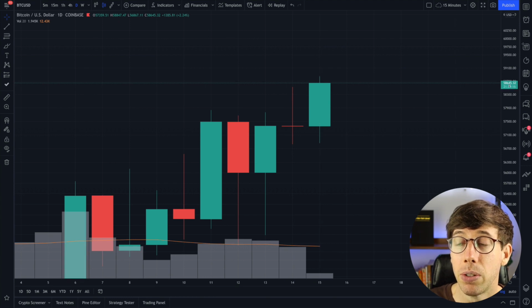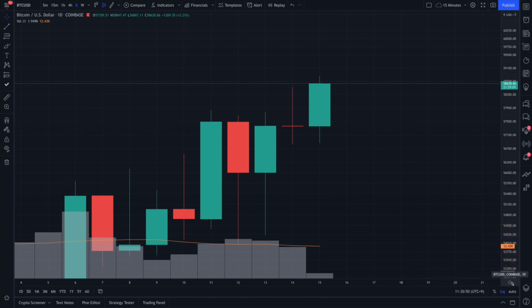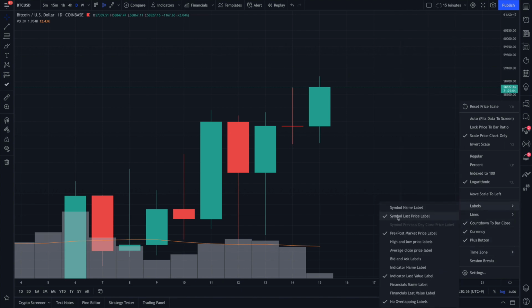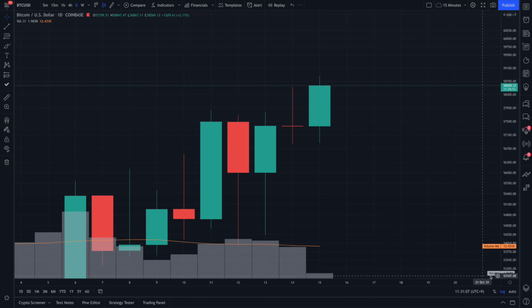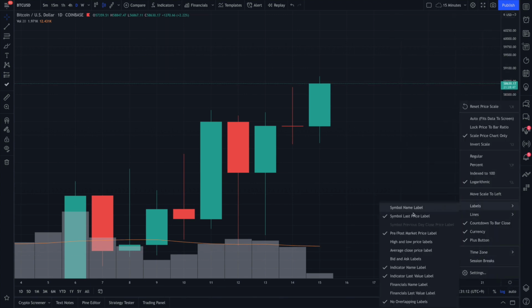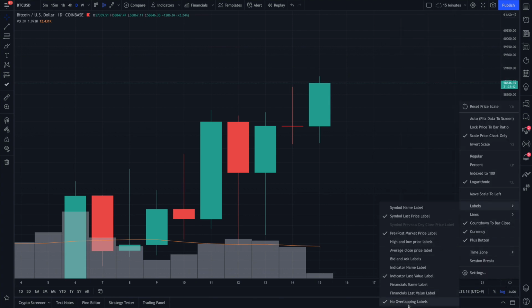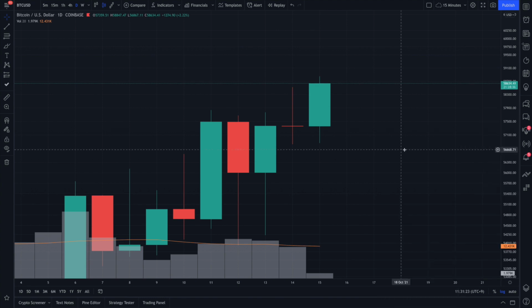Over here on the right side, you can also see that I have the price showing up here by default. If you want to be able to see that, click on this gear, go to labels, and go to symbol last price label. We can also enable this, which we should: indicator last value enable. And if you want to know the names of things, you can click this and it'll let you know that there's the volume, there's the volume's moving average. And labels, and also no overlapping labels. So I don't want labels to be on top of each other. That's basically what it means.